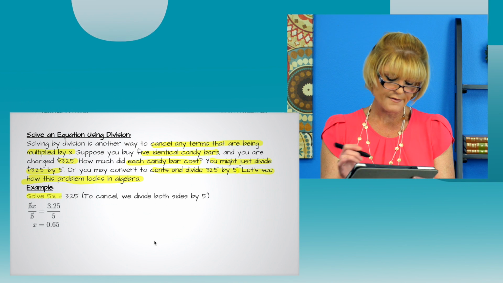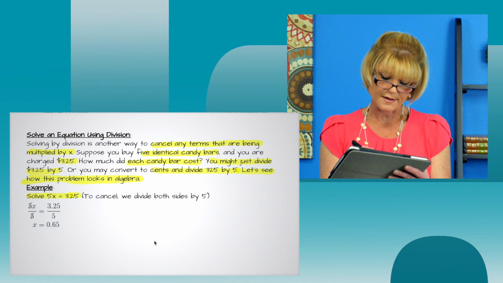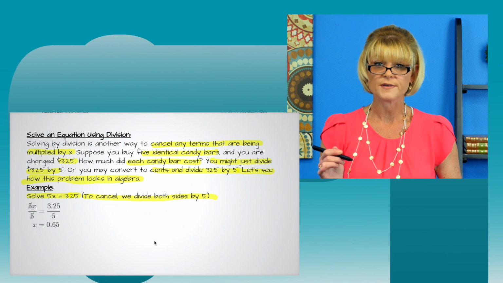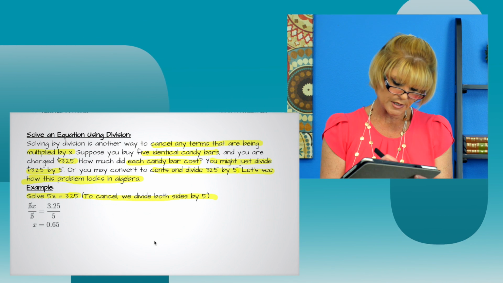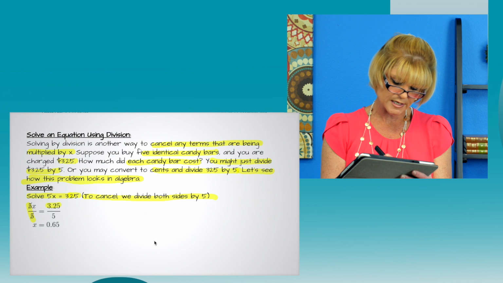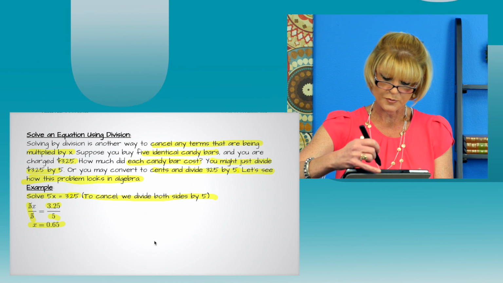Solve 5x equals 3.25. And here, to cancel, we're going to divide both sides by 5. So we did that here. The 5's cancel out, and we get x equals 0.65.